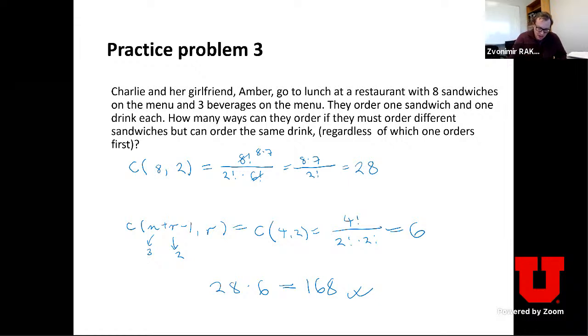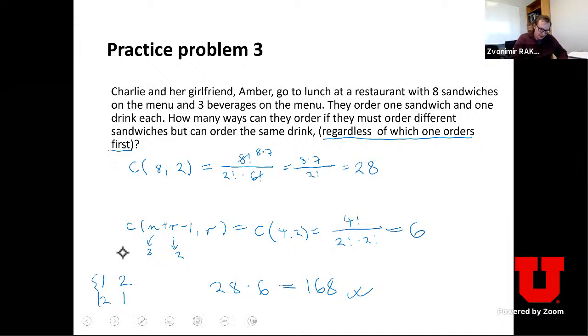So here, this last part tells you. The last part says, regardless of which one orders first. So that means, if Charlie orders sandwich 1 and Amber orders sandwich 2, or Charlie orders sandwich 2 and Amber orders sandwich 1, these two are equivalent. The order does not matter. So the question will always give you a hint whether order matters or not and whether there are repetitions or no.